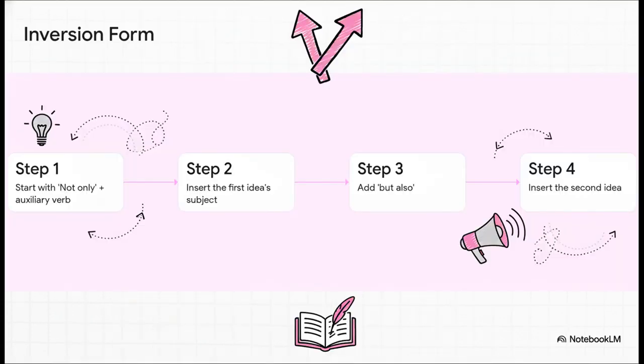I want to walk you through the advanced inversion technique step by step because this is how you sound incredibly sophisticated in your writing. Step 1, you start the sentence with not only, followed immediately by an auxiliary verb. Step 2, insert the subject of your first idea. Step 3, add but also. And step 4, insert your second idea. By flipping or inverting the subject and the verb right after not only, you create this highly impactful formal sentence.